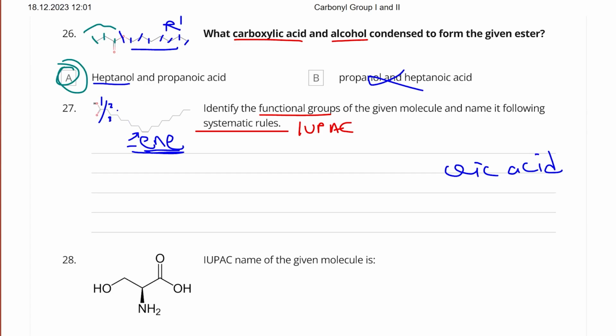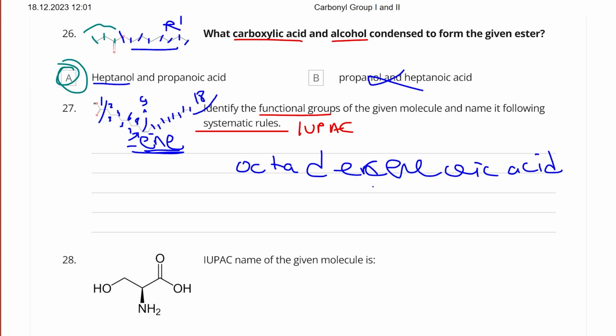1, 2, 3, 4, 5, 6, 7, 8, and here the 9, and 10, 11, 12, 13, 14, 15, 16, 17, 18. So what is the IUPAC multiplier for 18? Octadecene, because it's an alkene, not an alkane. So drop the E here, then the oic acid, which will be octadecenoic acid.